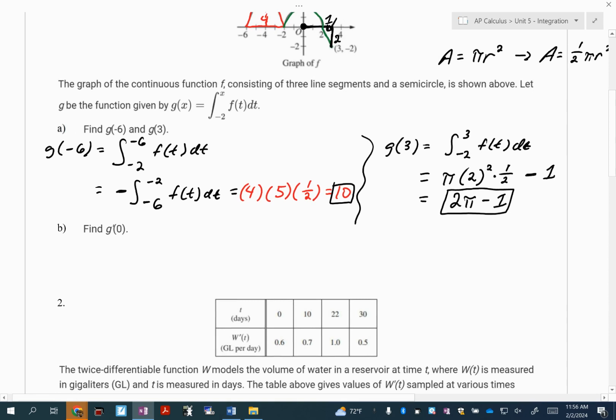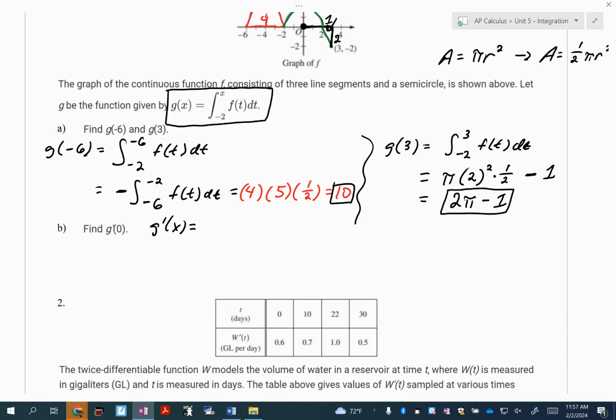So part B says find g prime of 0. So again, this is one of those things where hopefully you remember the fundamental theorem of calculus part 1, which states that essentially derivatives and antiderivatives or integrals are inverse operations of each other. So if g of x right here is equal to an integral or antiderivative of a function, when I do g prime of x, essentially all I'm going to do is go back to that function f of x.